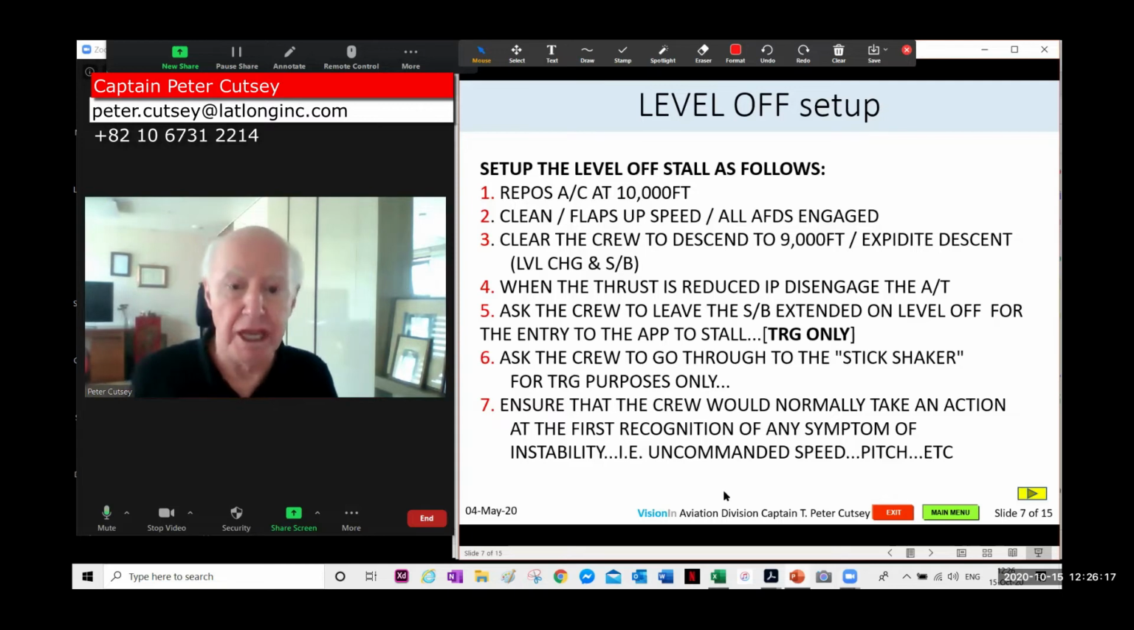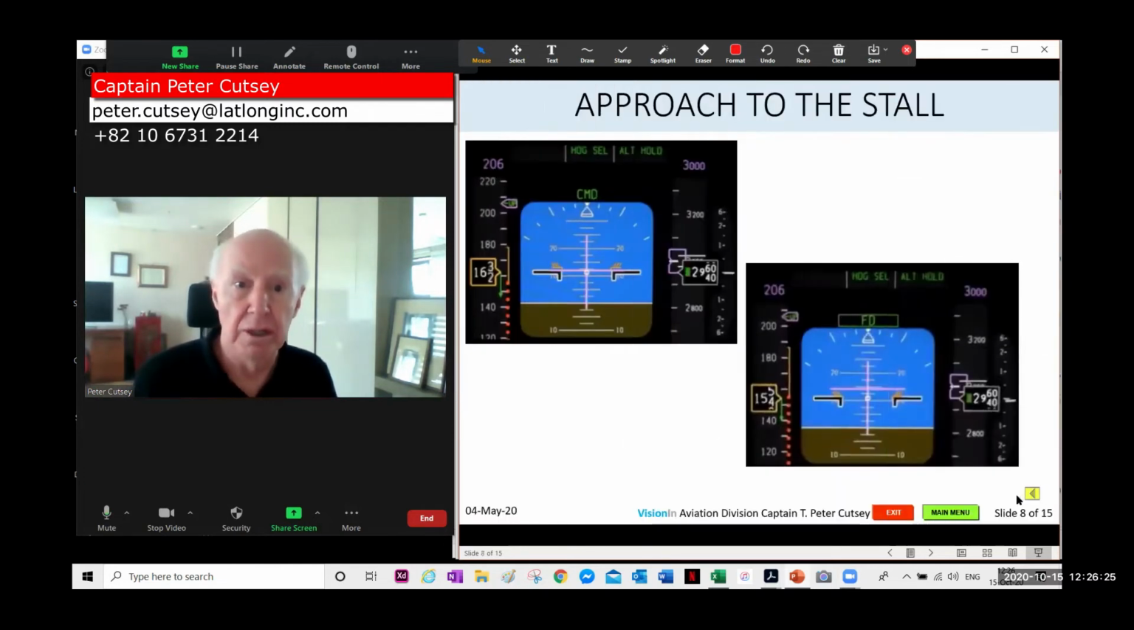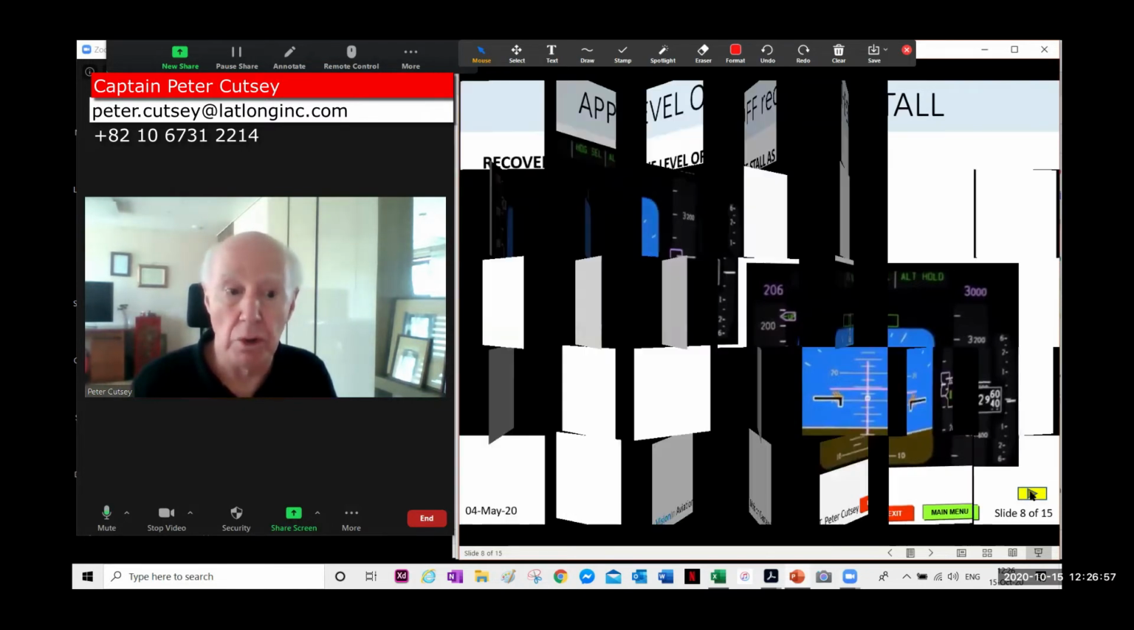Ensure that the crew would normally take an action at the first recognition of any symptom in the real world. But for this exercise only, we'll go through to the stick shaker. So you're approaching the stall, and there's the amber band, as I was saying. And when the airspeed is actually halfway through the amber band, you will get an oral warning, airspeed low. And incidentally, the window around the airspeed will change from white to amber as you come into the amber band, and flash as a reminder to get your attention. And at this particular point, you'll be getting the stick shaker. All right? Remember, this is for training only.